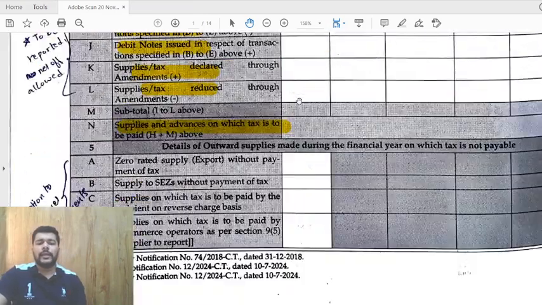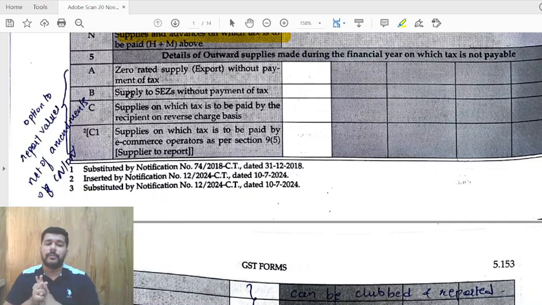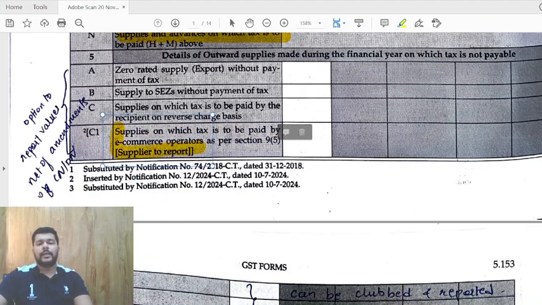Now we go to the next table, that is discussion on table number 5, that is outward supplies on which the tax is not payable. Now here specifically we know that we have these zero rated supplies without payment of tax, SEZ without payment of tax. Now this has options to report the value net of amendments and credit notes, debit notes. Here, if you see, these are the supplies which are made through the electronic commerce operator, and under section 9 subsection 5, even that has been added over here, which was not there earlier in this form.